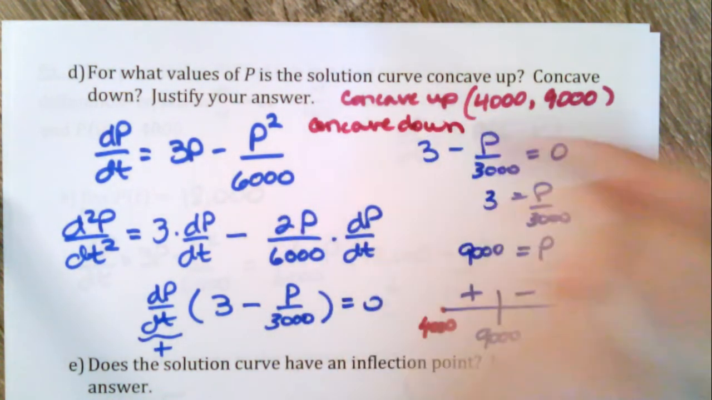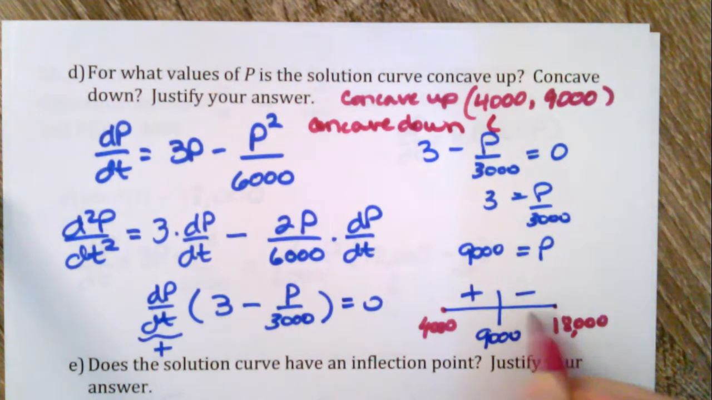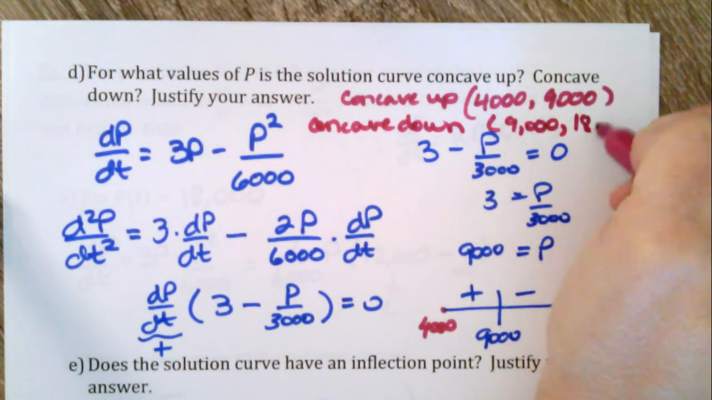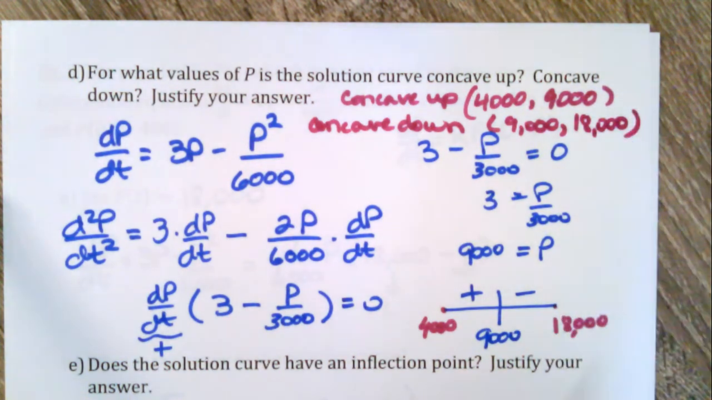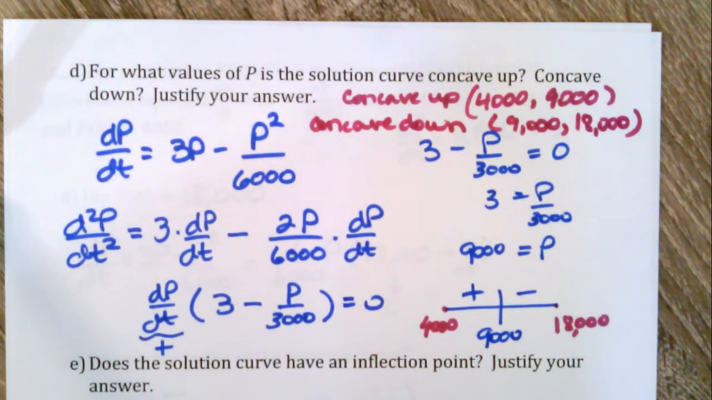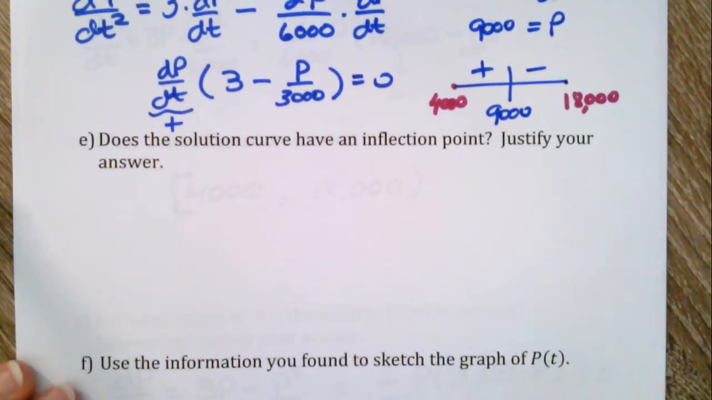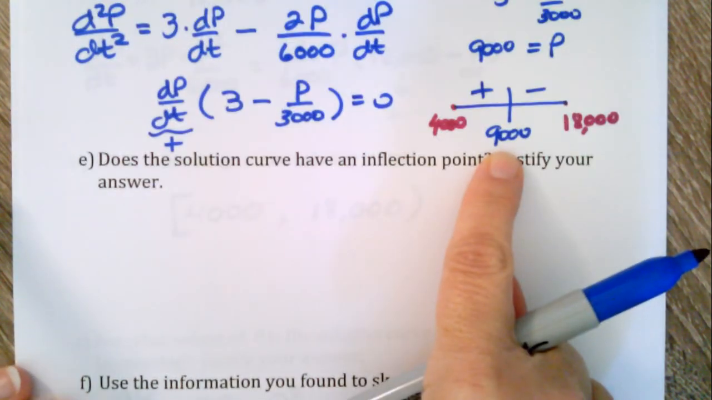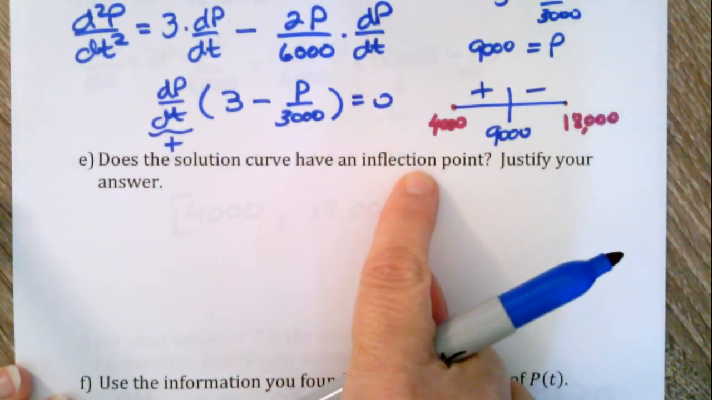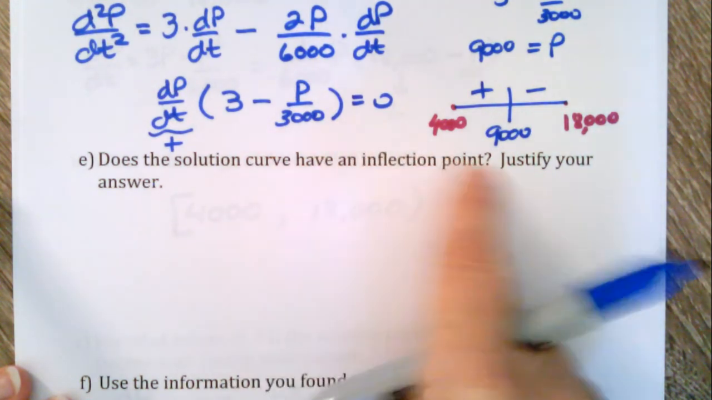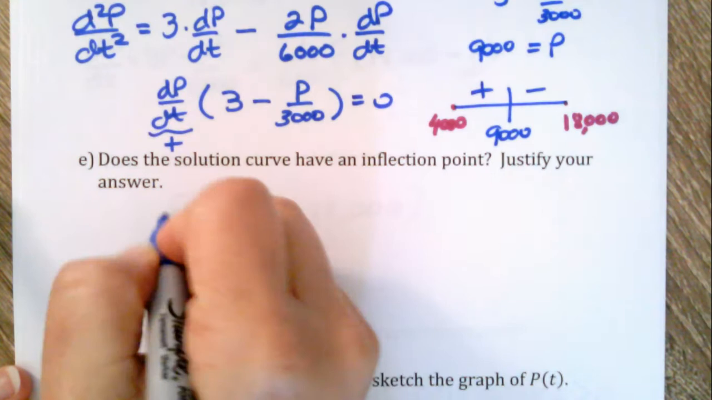And concave down here where it's negative from 9,000 to 18,000. Next part, does the solution curve have an inflection point? Justify your answer. Well, we've really already done that, because remember, an inflection point is where the second derivative is equal to 0 and changes signs. And that's exactly what we just did in the previous part.